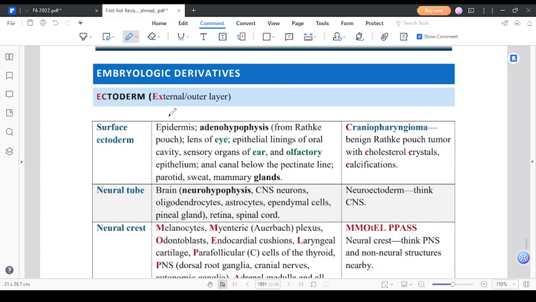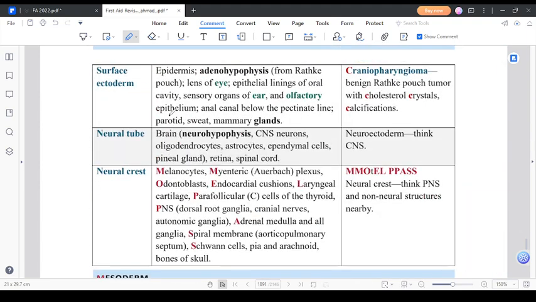Then embryologic derivatives. These are very important, and I will recommend the video of Dr. Nandan Joshi. He has also done remarkable work, like the read with me session for the first year 2022, and he gives very good mnemonics for this.